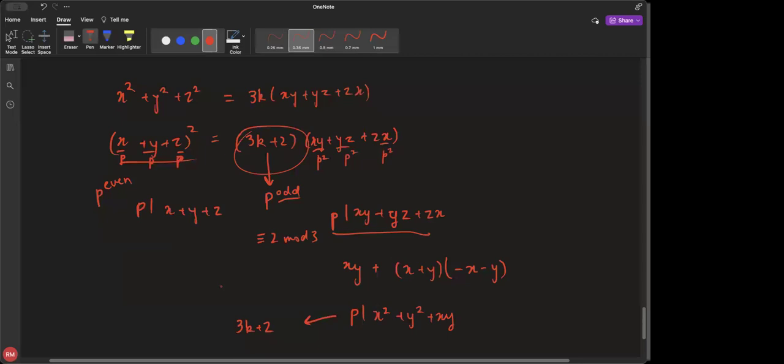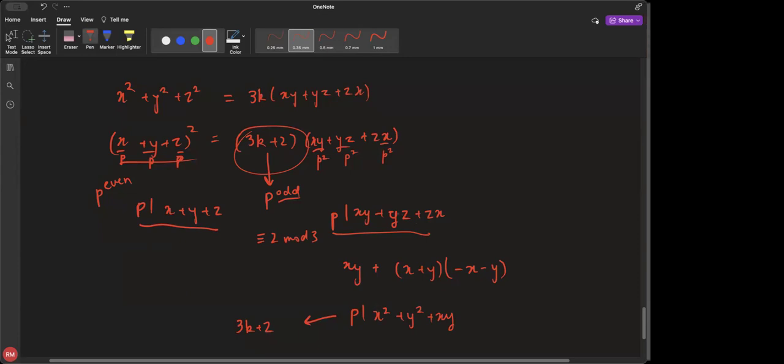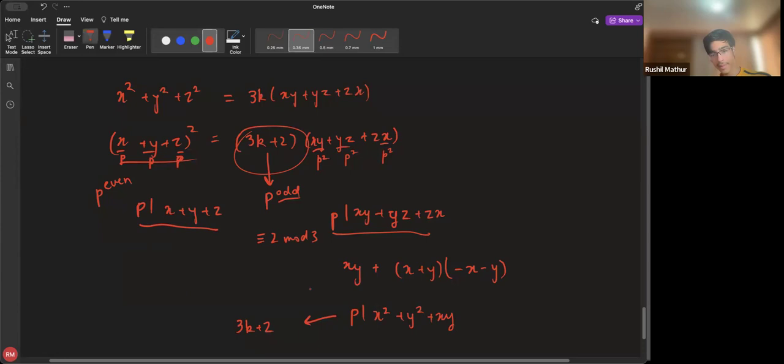Sorry, how do you get xy plus x plus y times x minus y? Like did you consider x? I assume that p divides x plus y plus z, so z is minus x minus y. So you can take these two common and you can say x plus y minus x minus.